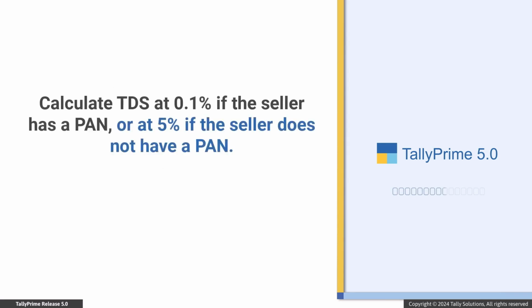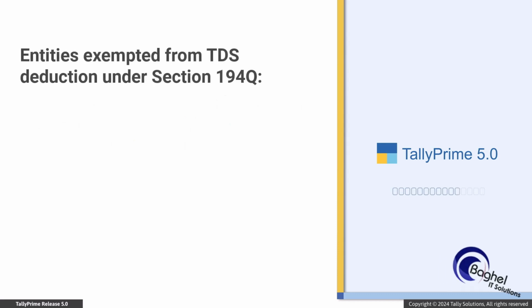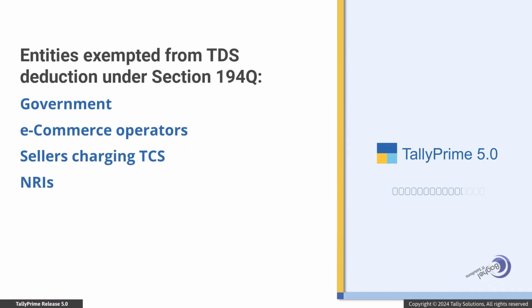You must calculate TDS at 0.1% if the seller has a PAN or at 5% if the seller does not have a PAN. The bill also states that entities like the government, e-commerce operators, sellers charging TCS, and NRIs are exempted from TDS deduction under Section 194Q. Now, let us see how you can handle all these provisions in TallyPrime 5.0.